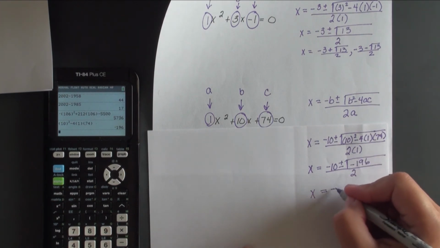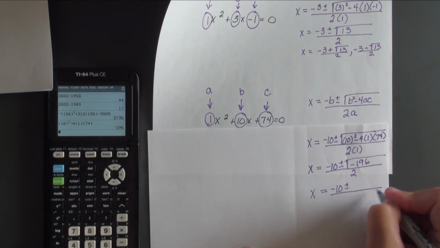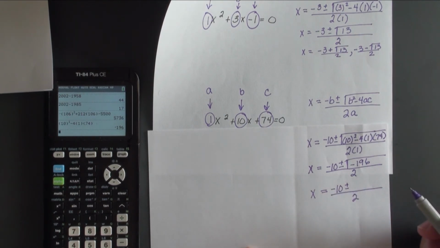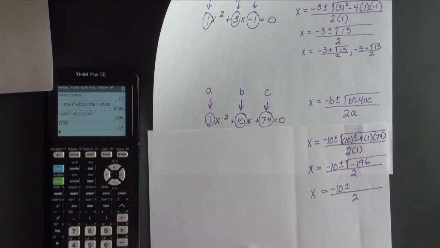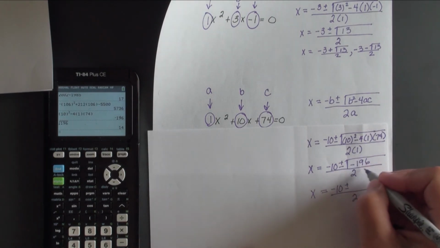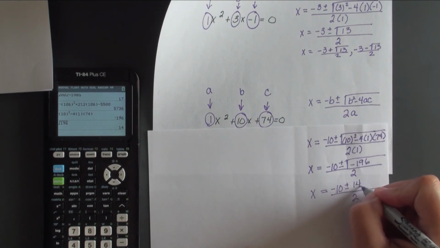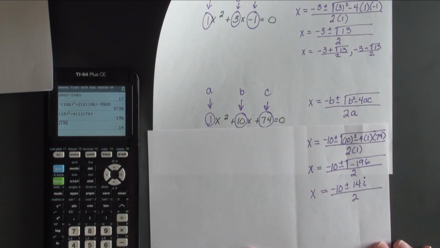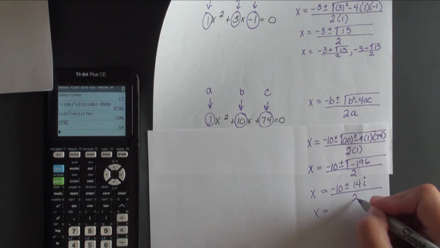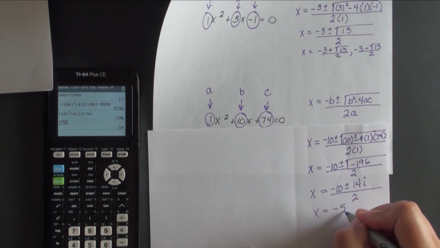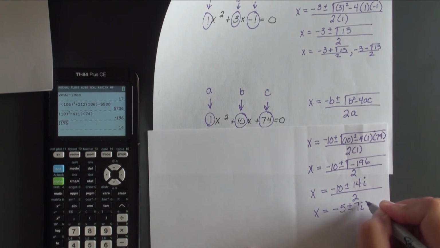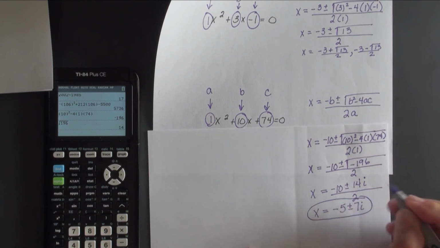Now, let's continue on. I need to deal with this 196. So go to your calculator and take the square root of 196. And that actually happens to be 14 times 14. So I can rewrite the square root of negative 196 as 14i. And then for my final solution, I would divide a 2 out of each of these terms and end up with -5 plus or minus 7i as my solutions.